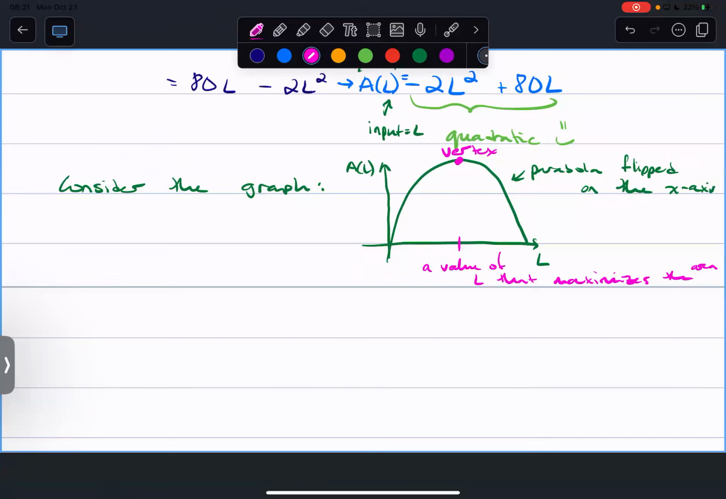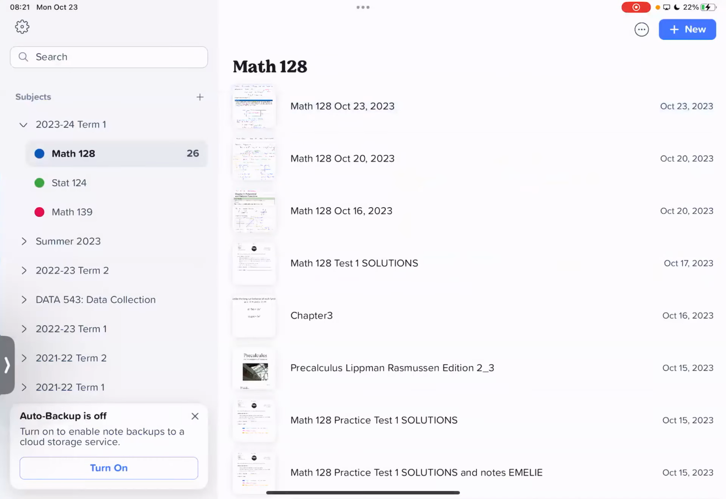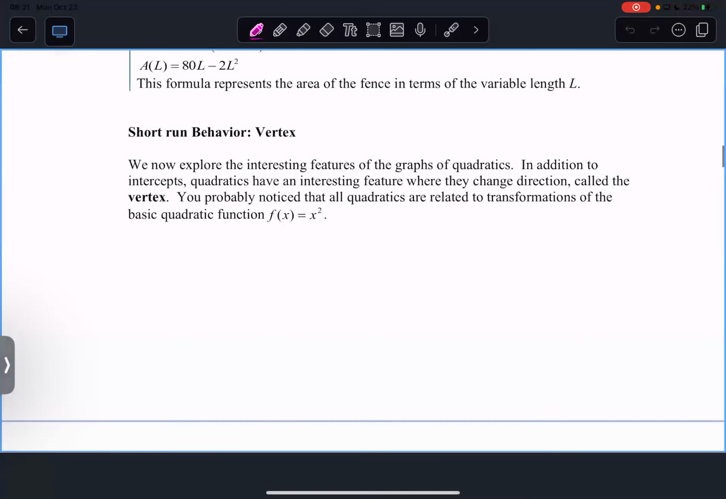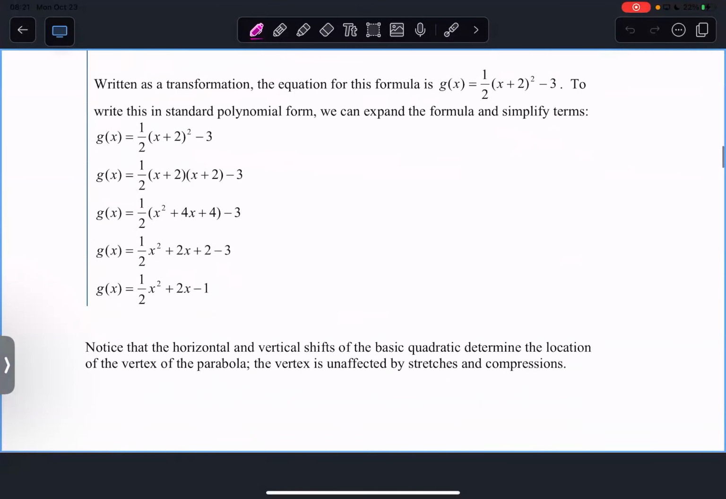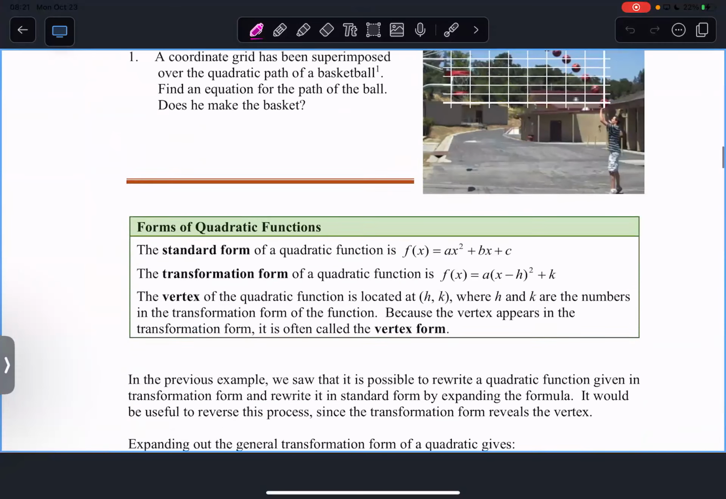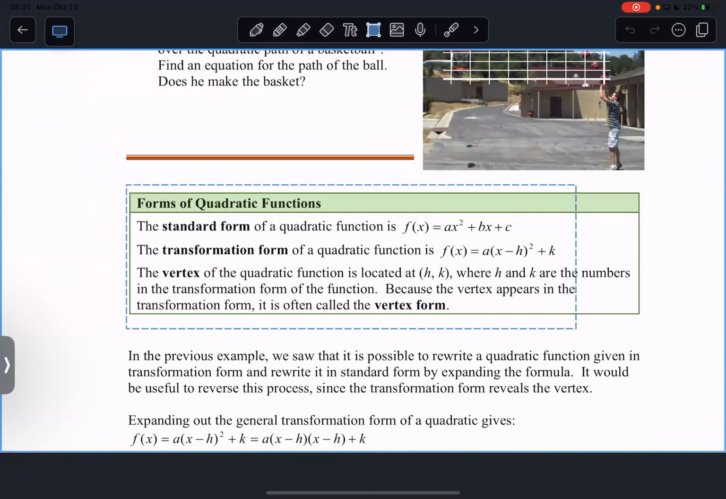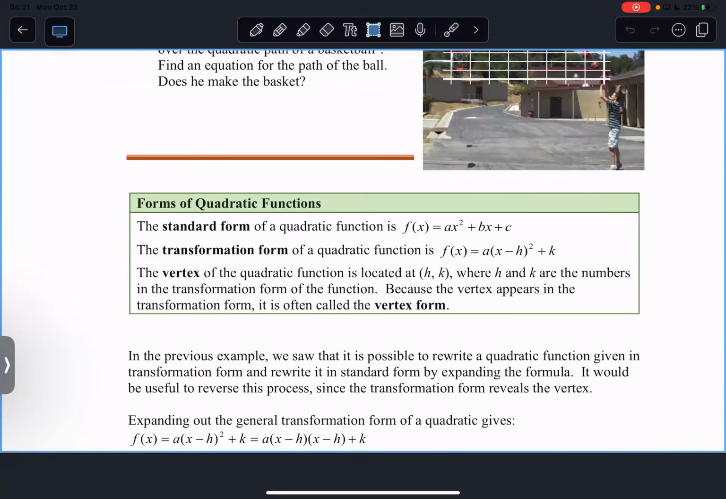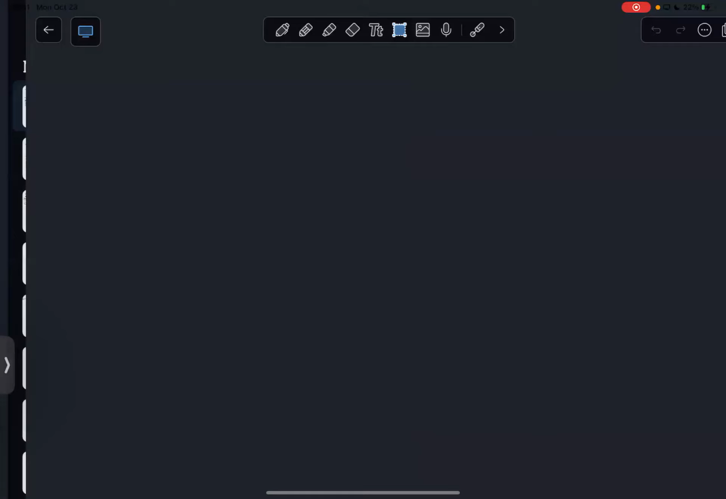Okie dokie. So that's what we want, right? We want to maximize this area. We haven't been asked to, but I don't know, seems like a reasonable thing to want. And so how do we do it? We find the vertex. How do we find the vertex? Well, let me tell you. Where is it? If we have, let me just bring this in here.